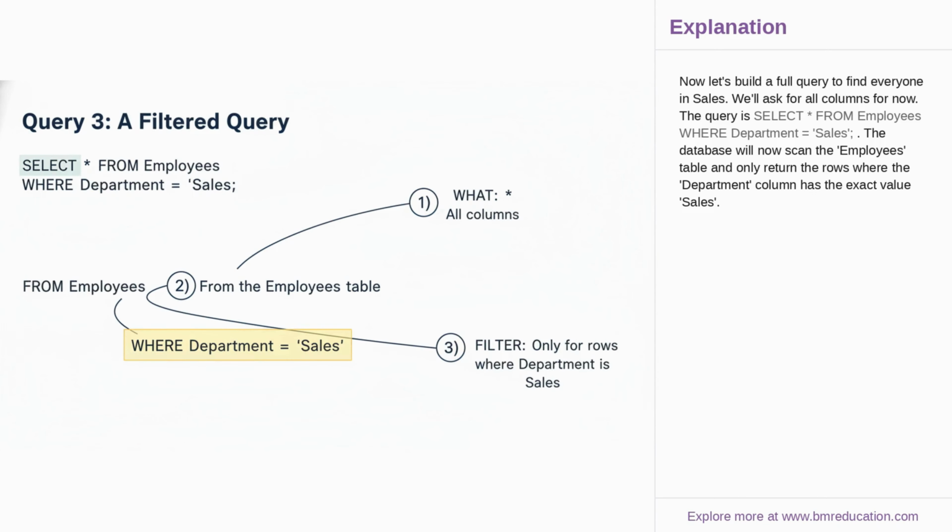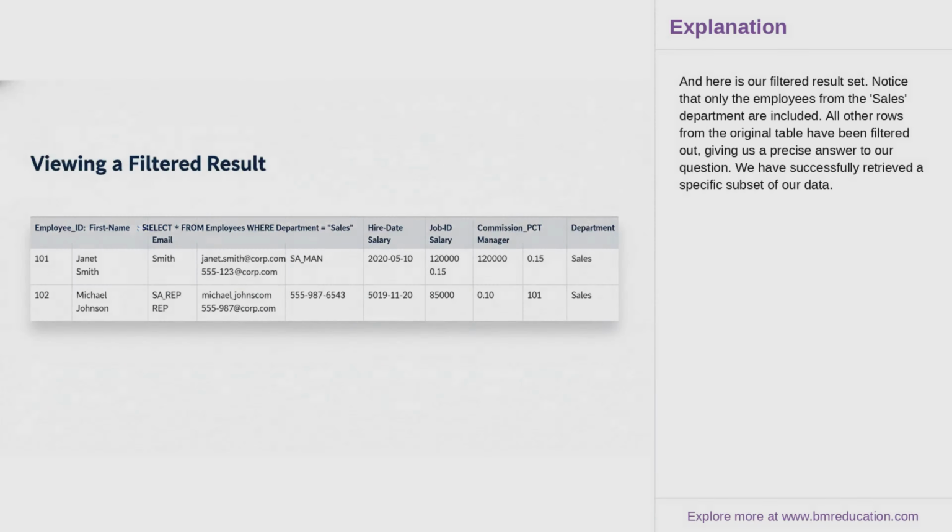Now let's build a full query to find everyone in sales. We'll ask for all columns for now. The query is SELECT * FROM employees WHERE department = 'Sales'. The database will now scan the employees table and only return the rows where the department column has the exact value Sales. And here is our filtered result set.